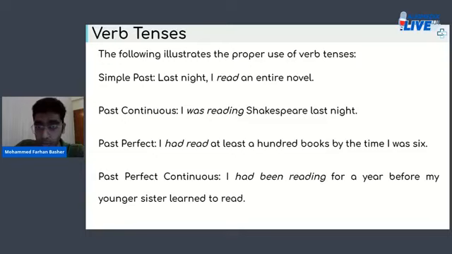Now, very important and quite tricky as well, because this tricks me often. I mean to say that I'm tricked by the past perfect tense, or I get confused at times thinking whether I should be employing the past perfect tense in this case or not. So let's try to increase our attention to this particular category. So the past perfect tense: I had read at least 100 books by the time I was 6.